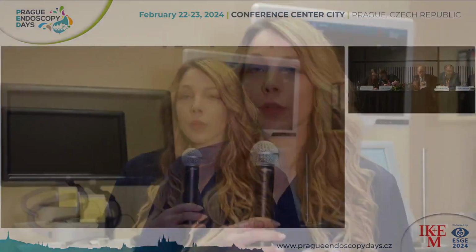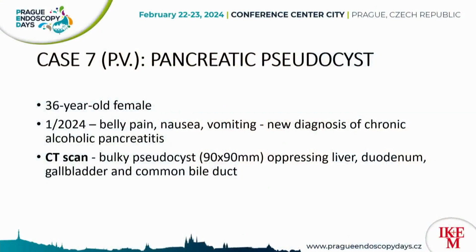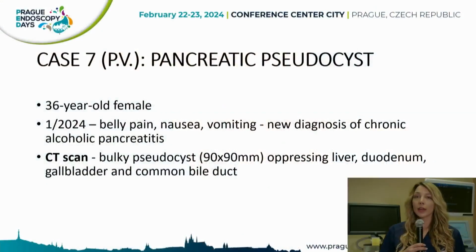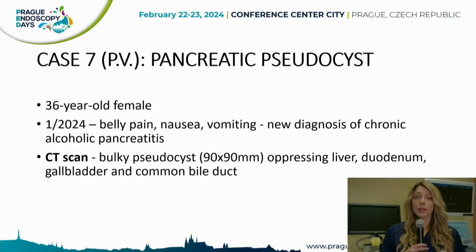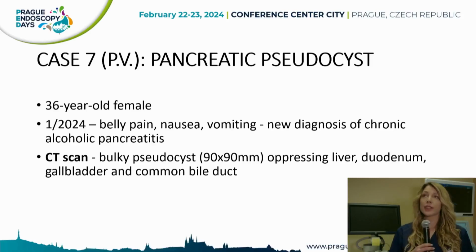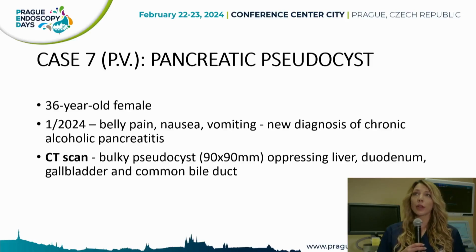We open with the case of a 36-year-old female who was newly diagnosed in January this year with chronic alcoholic pancreatitis. She presented with belly pain, nausea, and vomiting, and during the diagnostic follow-up, a CT scan was performed showing a bulky pseudocyst, 9 by 9 centimeters, compressing the duodenum, liver, gallbladder, and common bile duct.